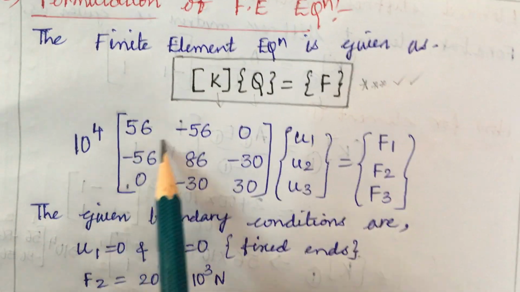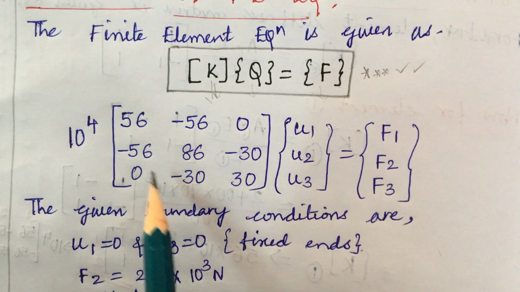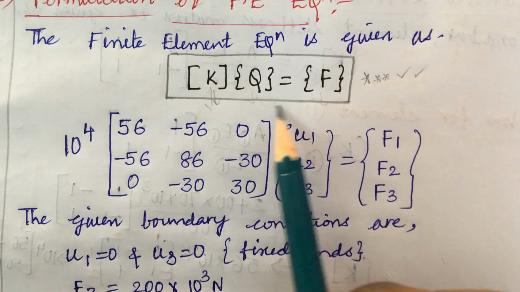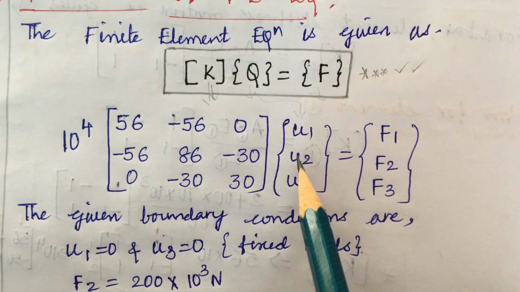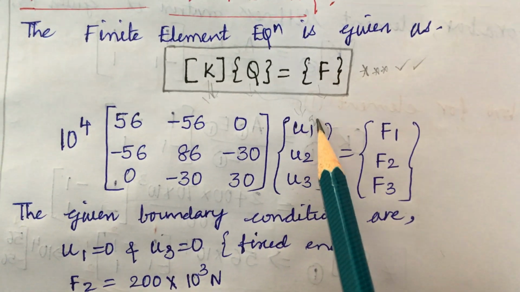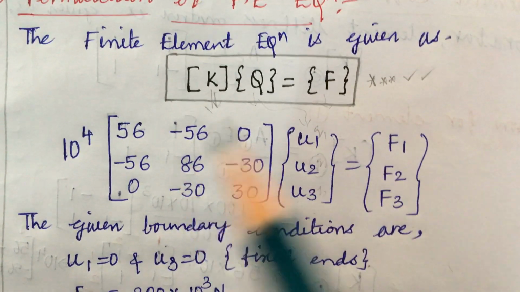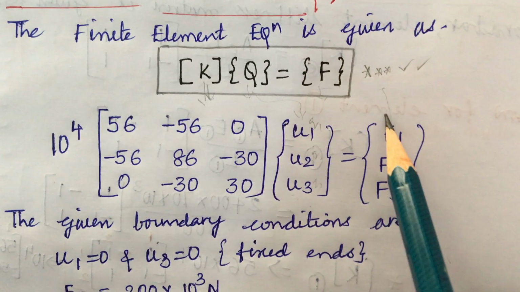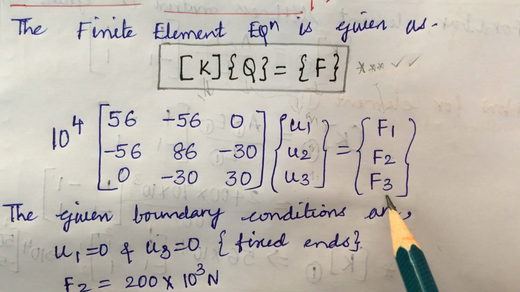So 10 power 4 is taken common out. The K matrix which we have taken earlier is written here, and Q is nothing but what? The displacements at node 1, node 2, node 3 represented as U1, U2, U3. Koni textbook lo Q1 kuda antaru dear students. Do not confuse the nomenclature and the numbering may differ. Now F ante enti? Load vectors at node 1 F1, node 2 F2 and node 3 F3.